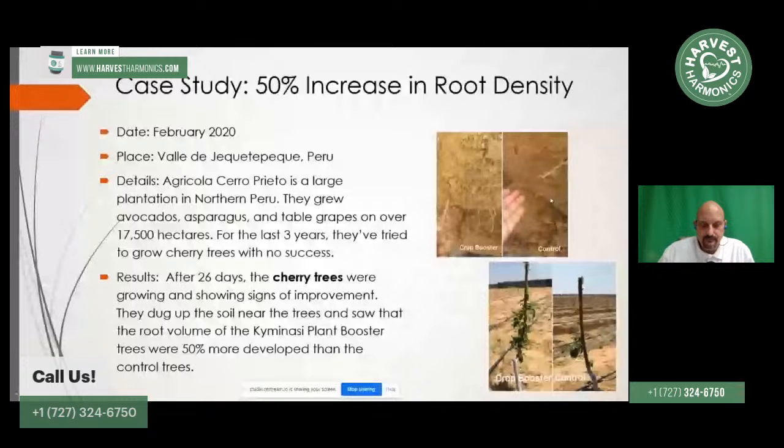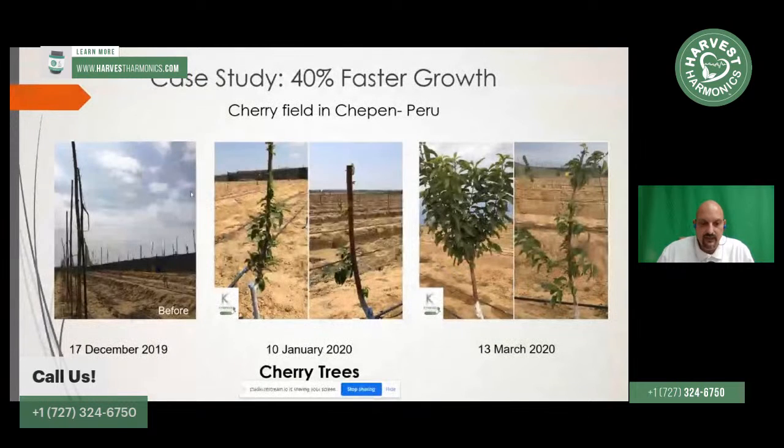Again, when we first started back in December, this is what they look like on the left here. You see, it looks like basically just little more than sticks, no branches, no leaves, no nothing. That's how they looked in December of 2019 when we first started this. And then in January, you're already seeing gigantic differences here, like I showed you before. So you see lots of branches, lots of leaves forming and looking really healthy on the crop booster, Kimonosis plant booster field versus control. And then after 4 months in March, we did another side-by-side comparison using the same trees. And you see the difference here.